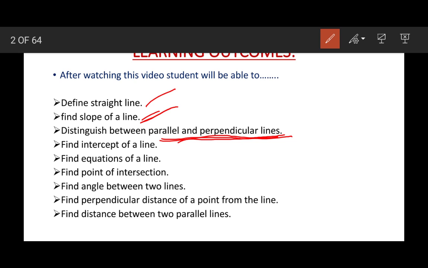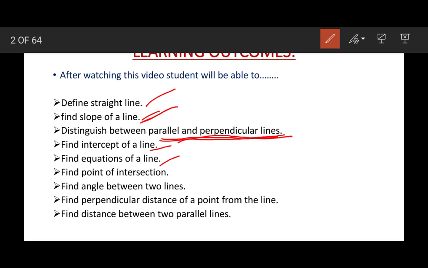Then students, you will be able to find the intercept of a line. Intercepts of a line means x-intercept and y-intercept. Then you will be able to define equations of a line. You will be able to find the equation of a line, and you will be able to solve the sums based on the equation of a line.